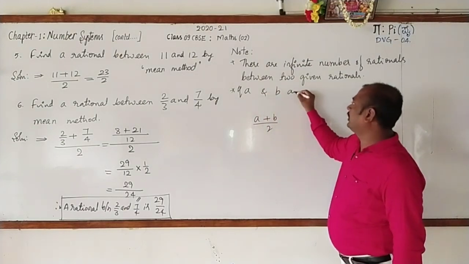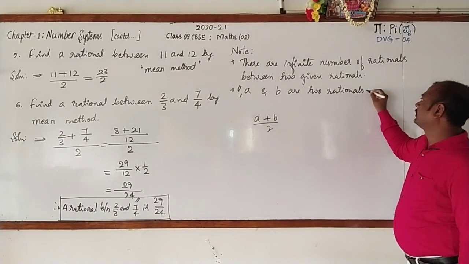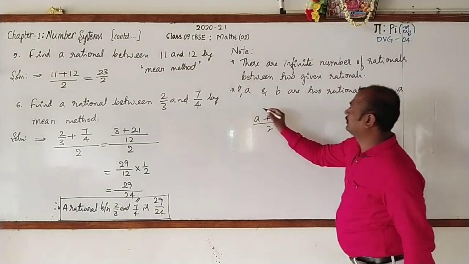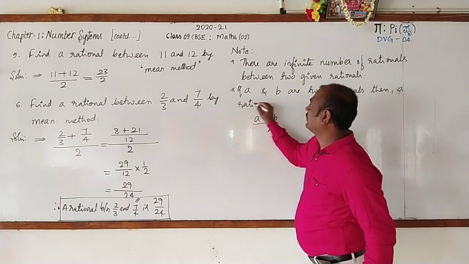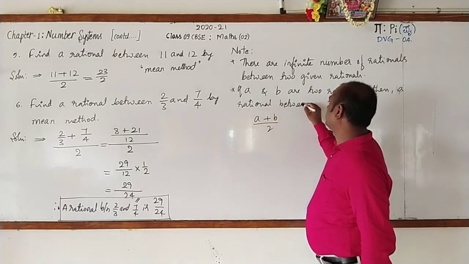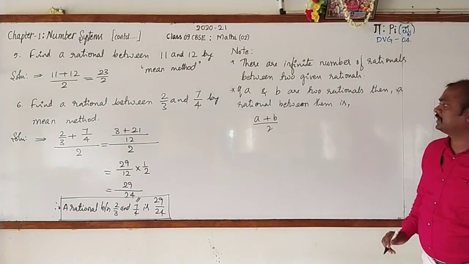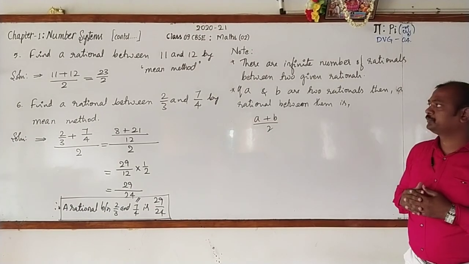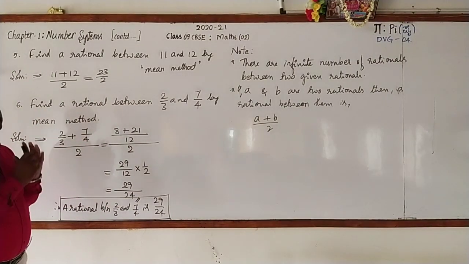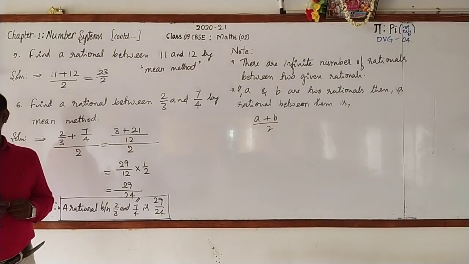If A and B are two rationals, then a rational between them is, you can copy this, A plus B by 2. Over. Now, both examples are over. We can go for focusing on the exercise problems.